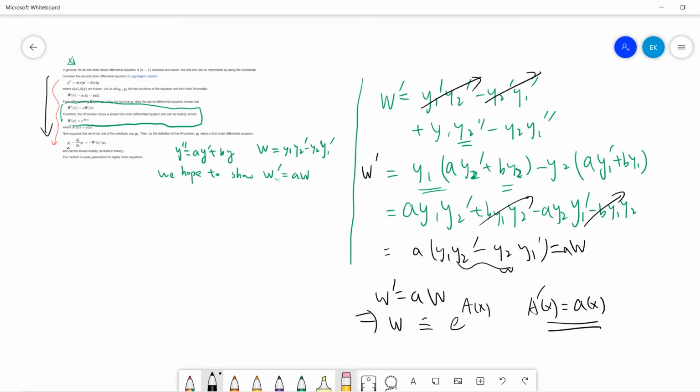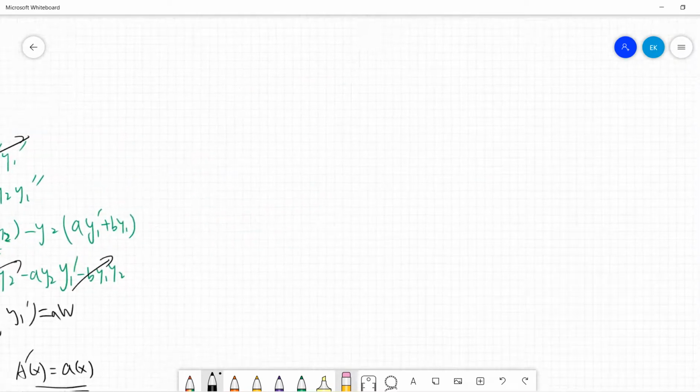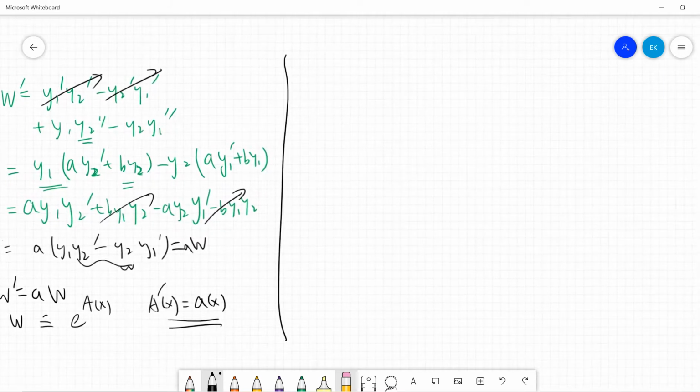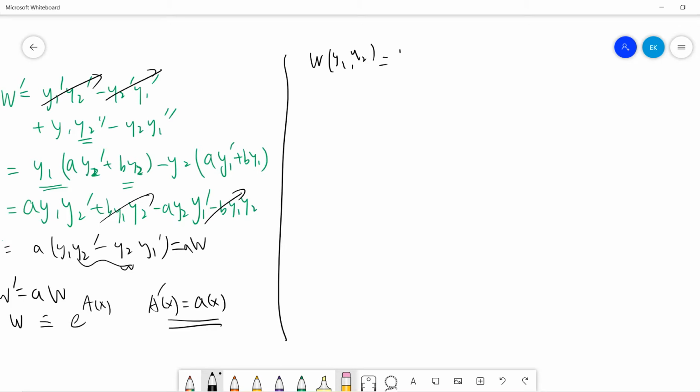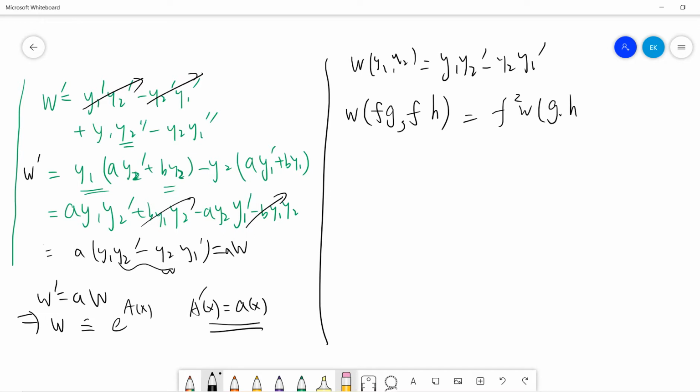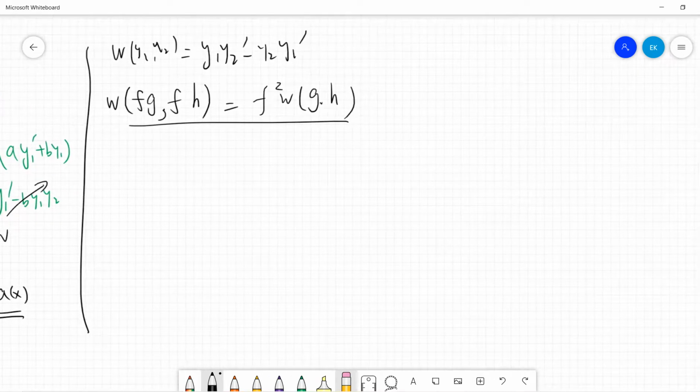Okay, let me just introduce one final property that I haven't mentioned until somebody told me. W(y1, y2) is defined to be y1 y2' - y2 y1'. There is a fact that if you take W(fg, fh), then you will get f squared W(g, h). This is the property of the Wronskian.